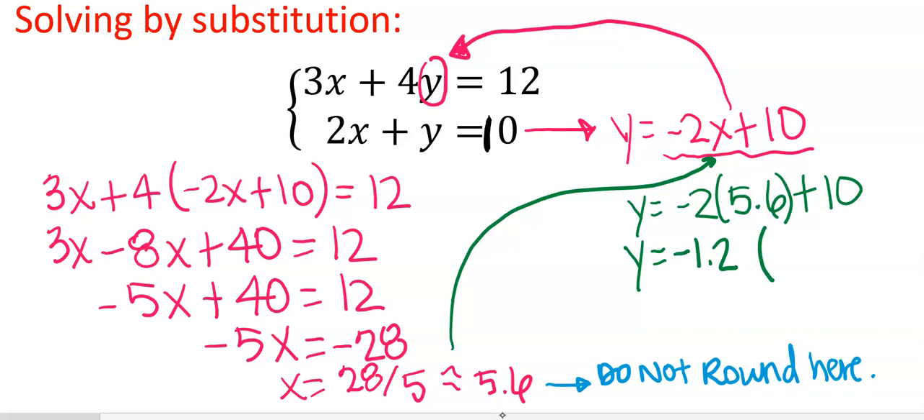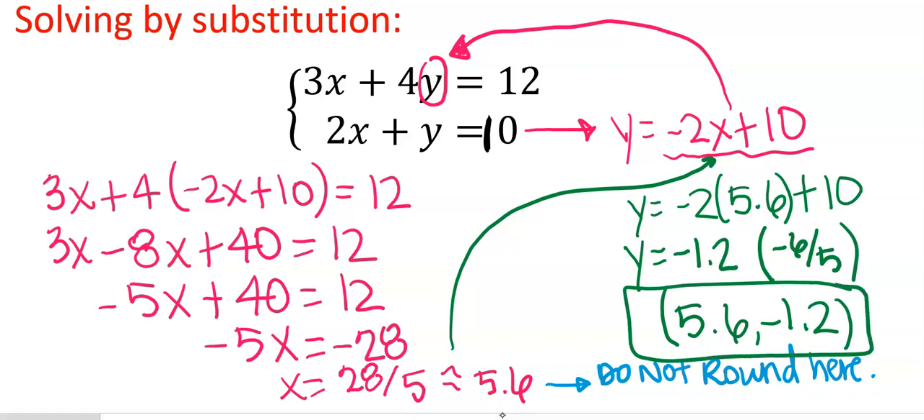If that were a fraction, it would be negative 6 over 5. You could also go negative 1 1/5. That works. Put it into an ordered pair when you're done.